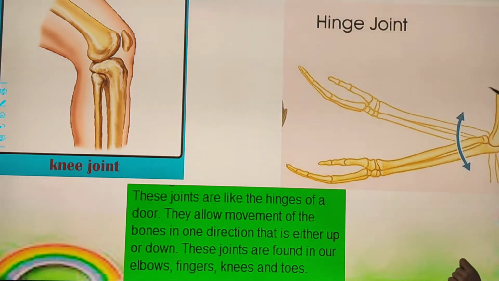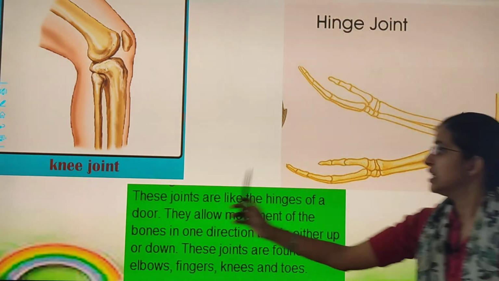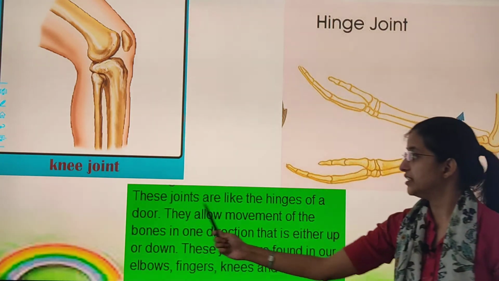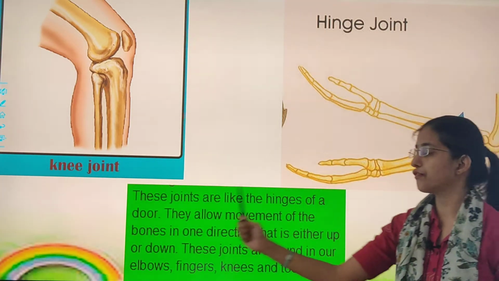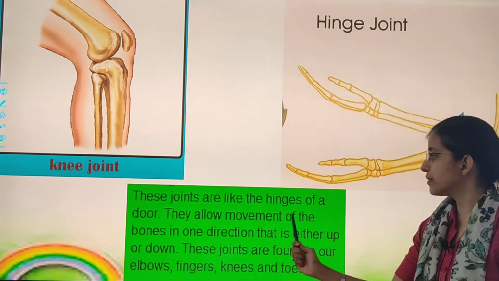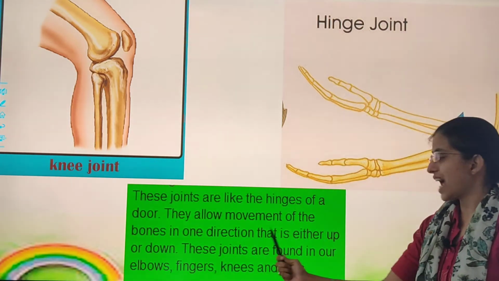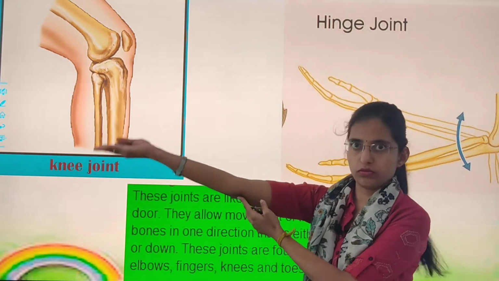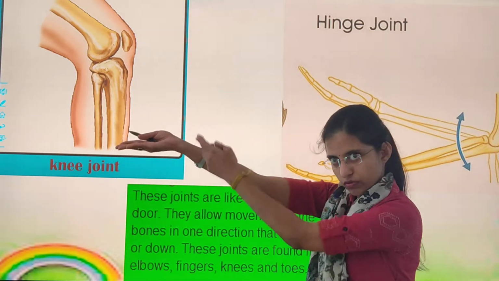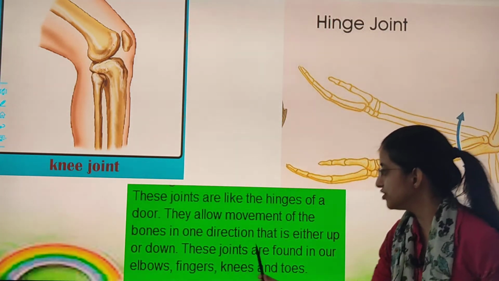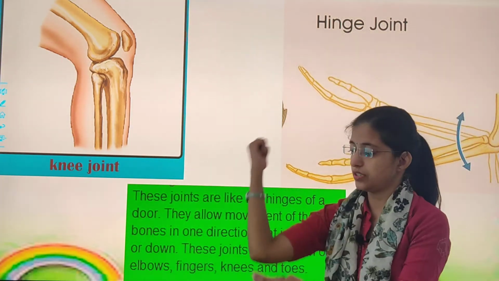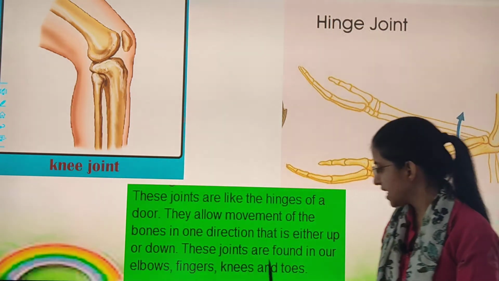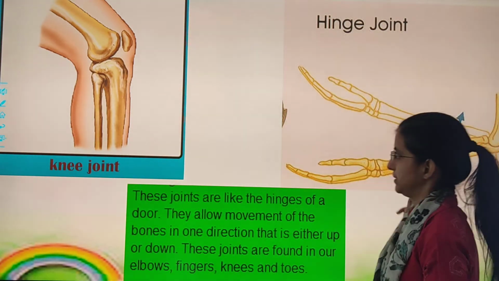See, only like this. These joints are like the hinges of a door. They allow movement of the bones in one direction, that is either up or down. We cannot move like this. These joints are found in our elbows, fingers, knees and toes.